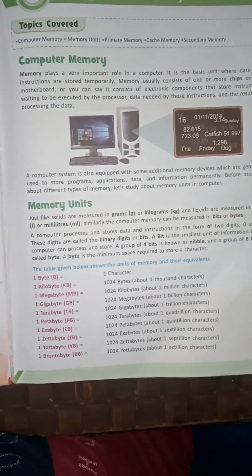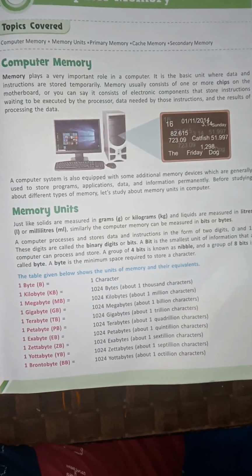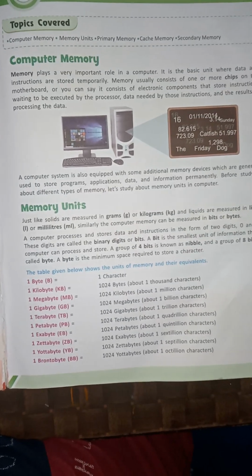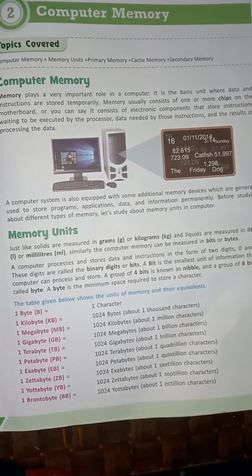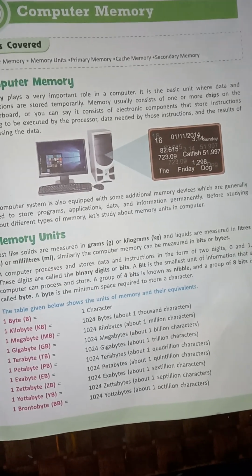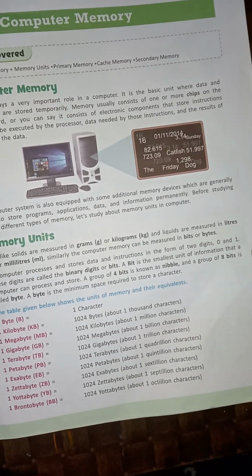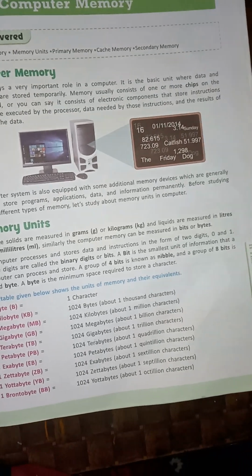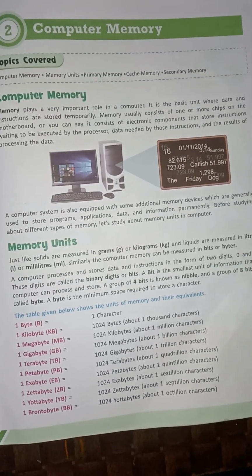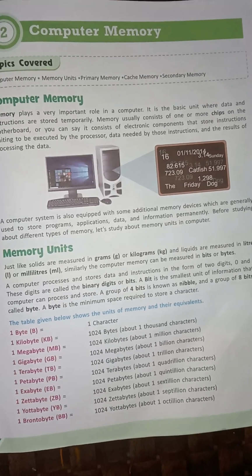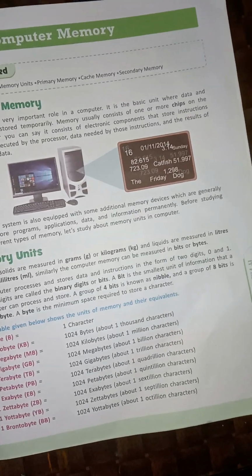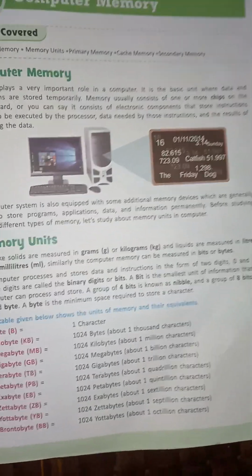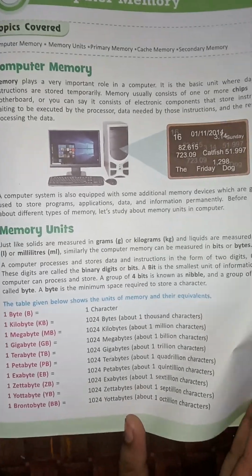1 gigabyte, 1024 megabytes, about 1 billion characters. 1 terabyte, TB, 1024 gigabytes, about 1 trillion characters. 1 petabyte, 1024 terabytes, about 1 quadrillion characters. 1 exabyte, 1024 petabytes, about 1 quintillion characters. 1 zettabyte, 1024 exabytes, about 1 sextillion characters. 1 yottabyte, 1024 zettabytes, about 1 septillion characters. 1 brontobyte, 1024 yottabytes, about 1 octillion characters.